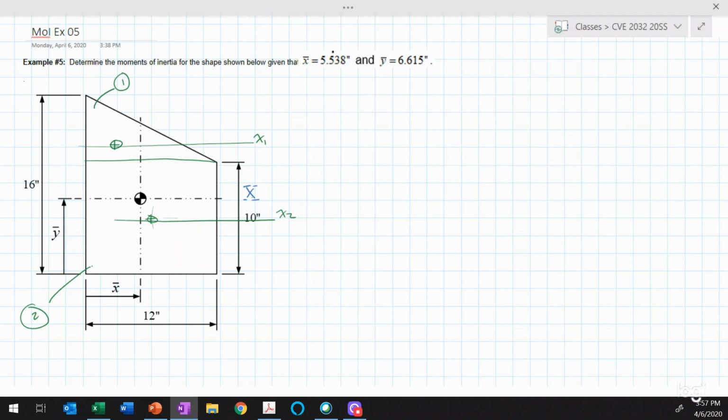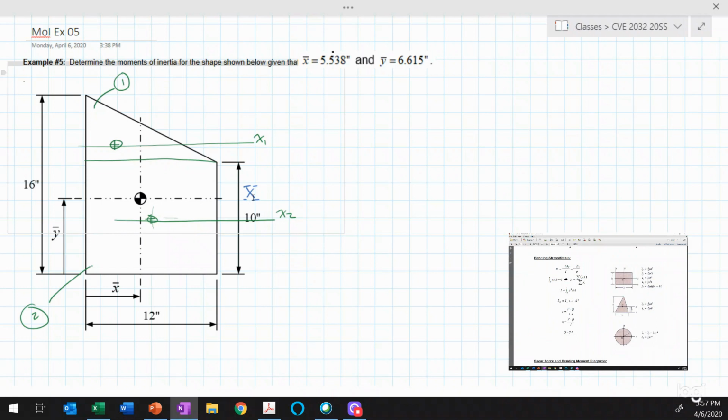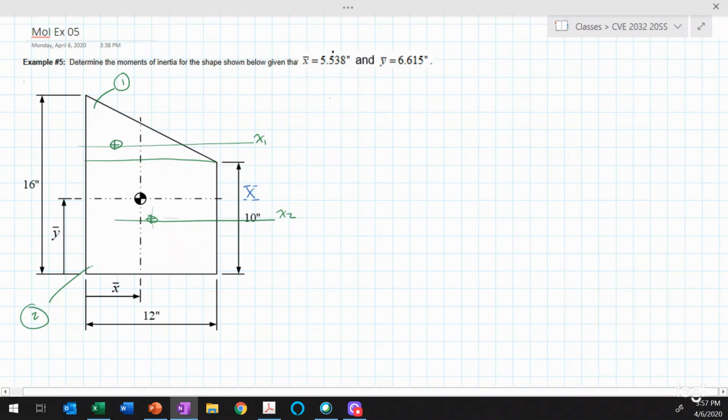So I'm going to go back to my equation sheet and look up the equations for the moments of inertia for the primitives. I'll start with the triangle first. The moment of inertia of a triangle about its centroidal axis is bh cubed over 36. So I sub x1 is equal to the base of the triangle times the height of the triangle cubed divided by 36. That works out to be 12 inches for the base times the height of 6 inches cubed, divided by 36. And the math works out to give us a value of 72 inches to the fourth.